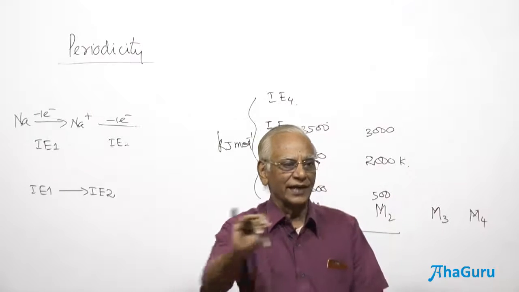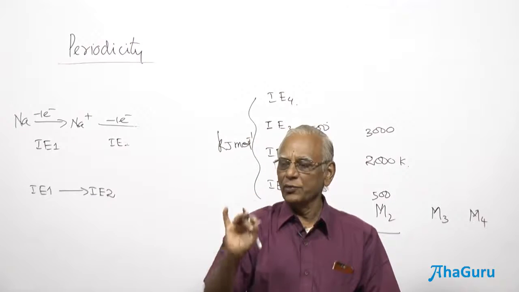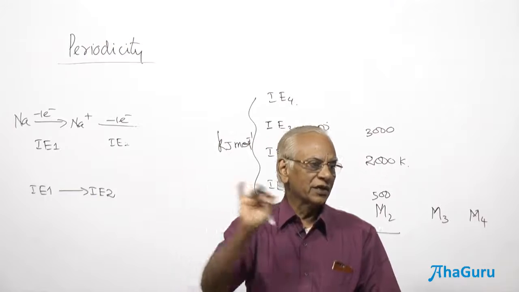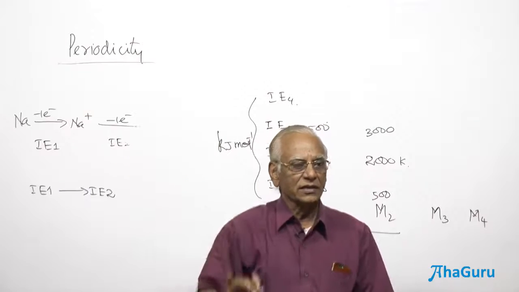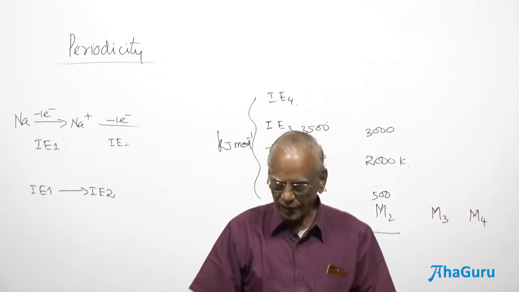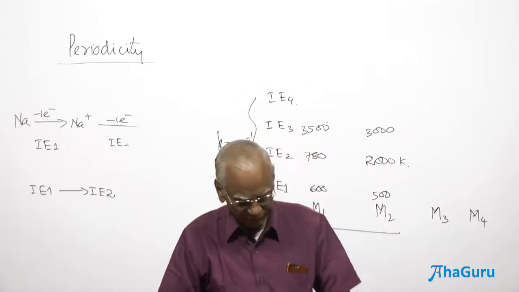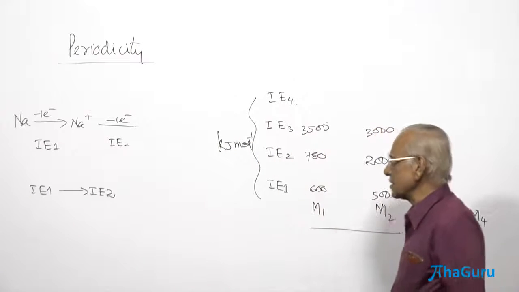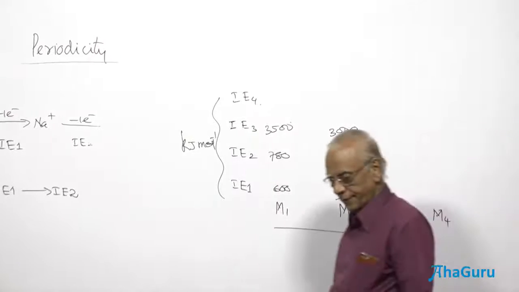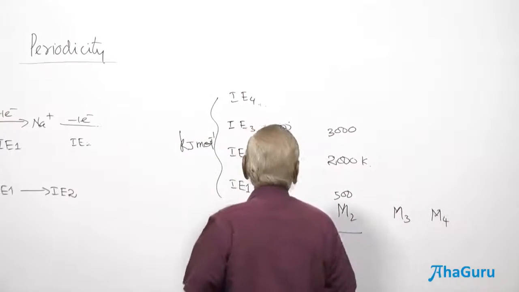Therefore, what is the point to be highlighted here? Ionization enthalpies IE1, IE2, IE3, etc. increase. IE1 to IE2 to IE3, put an arrow mark, always increasing, because you find it difficult to remove.